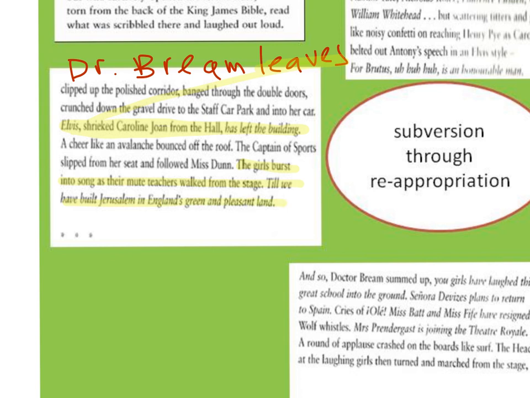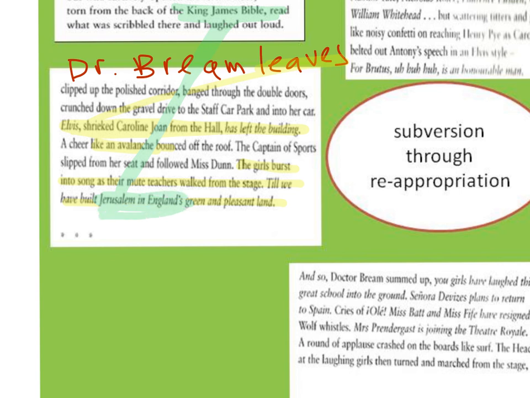More nature imagery, a cheer like an avalanche bounced off the roof. The girls burst into song. Now, this song here is one of the hymns that has been inflicted on them, expected of them, to go with this kind of King James Christian ethos of the school. They will have had to sing this in every assembly as a matter of routine and regimentation. But this is not the same as previous singing.